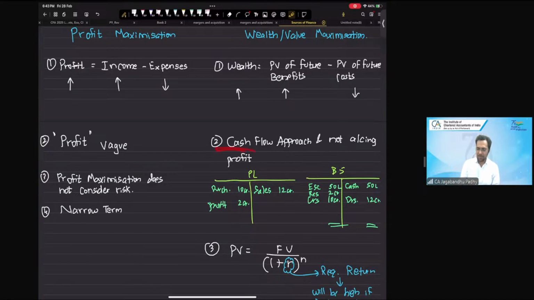Right. So therefore, we say that wealth maximization is a better term. Profit maximization doesn't take into account the risk factor. If you're looking for profit maximization, maybe you will start selling goods at a lower price. But when you sell goods at a lower price, the cost of production is going to be lower. And if you want your cost of production to be lower, will the quality of the product suffer or not?